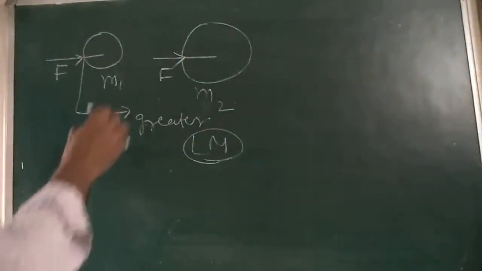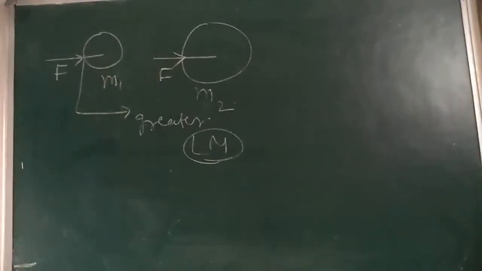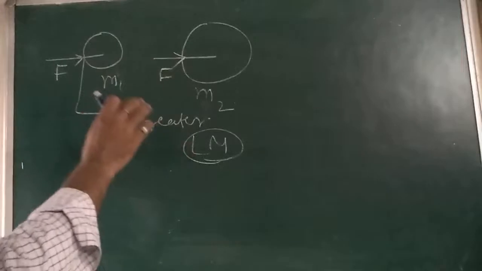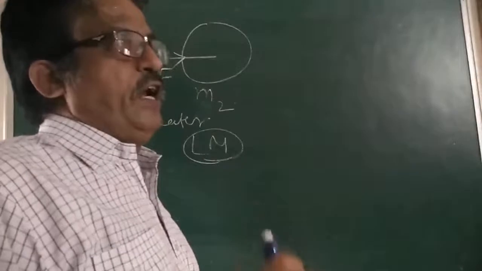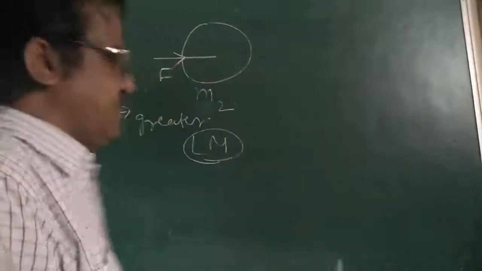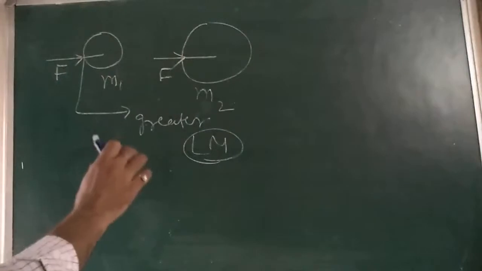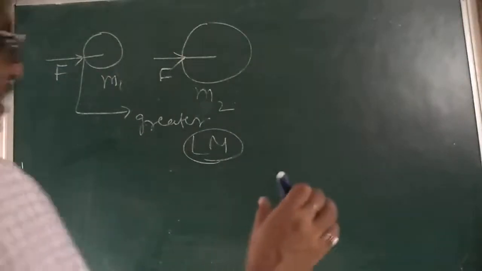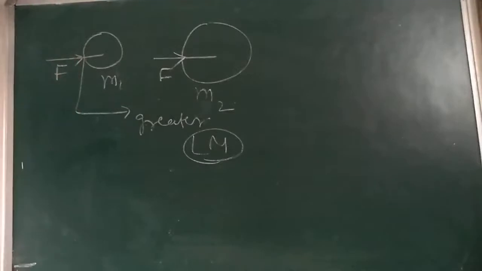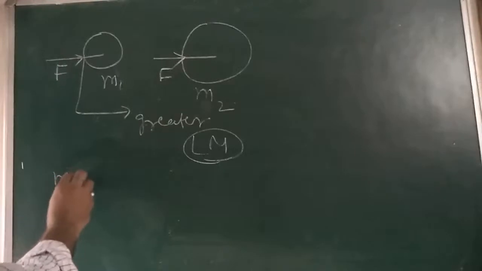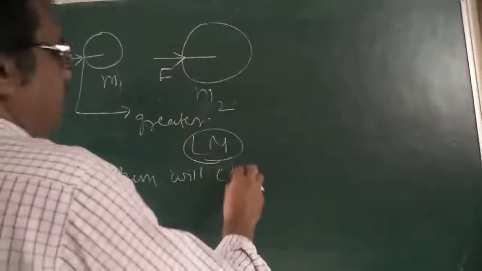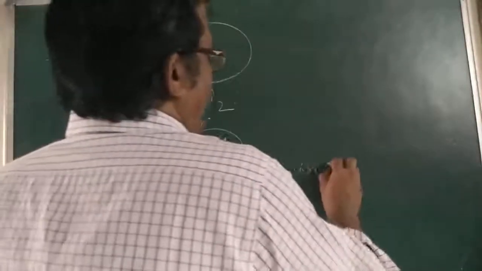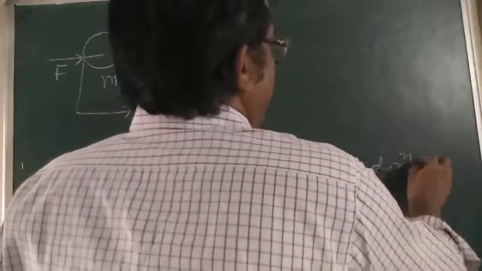So, this law, Newton's second law, implies that when a bigger force is applied on a body of given mass, then its linear momentum changes faster and vice versa, we can say. So momentum will change in the direction of applied force. The important thing is, momentum will change in the direction of force.